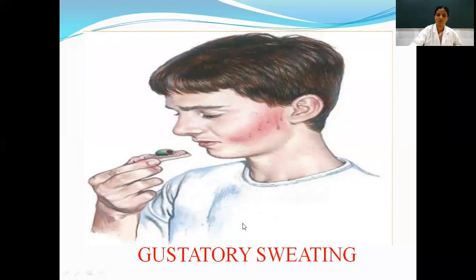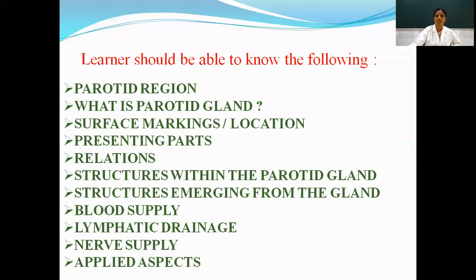So what is this condition? If you want to know, we have to go into further details. Before going through that, these are the things you must know. The learner should be able to know the following. First of all, the parotid region. Then what is there in this region? What is the parotid gland? Then surface markings or location, where we can see the parotid gland. Then what are the different parts of the parotid gland? Then relations. Why should we know relations here? The important structures which are present inside the gland and emerging from the gland. Those are very important clinically, you have to know.